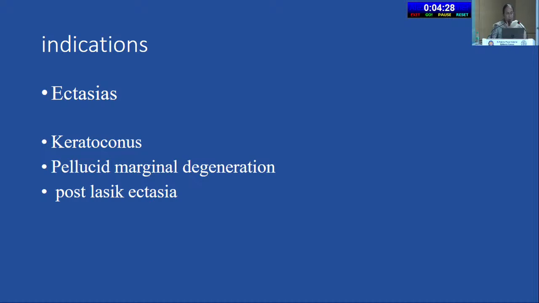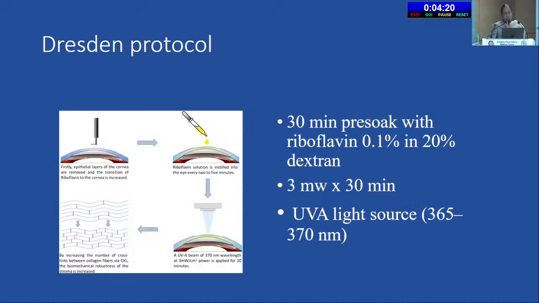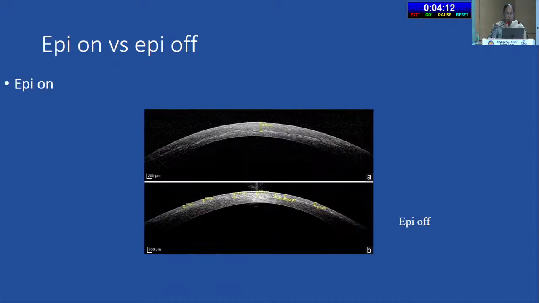The indications, as we all know, are mostly the ectasias, where keratoconus is the most common, then pellucid, post-LASIK and post-RK ectasias. The first protocol was the Dresden protocol with a 30-minute pre-soak with riboflavin 0.1% and 20% dextran, and UVA at 3 milliwatts for 30 minutes.